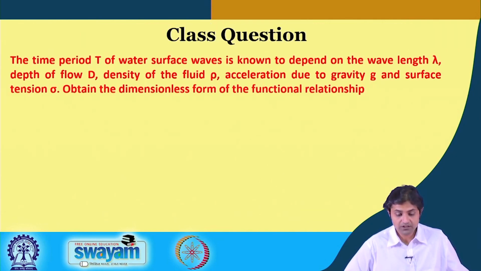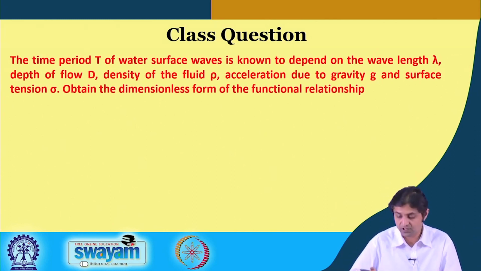So, we will start with another question. The time period t of the water surface waves is known to depend on the wavelength lambda, depth of the flow d, density of the fluid rho, acceleration due to gravity g, and surface tension sigma. Using the Buckingham pi theorem, obtain the dimensionless form of the functional relationship. This is a classical problem of the Buckingham pi theorem, which we are going to solve in the class today.